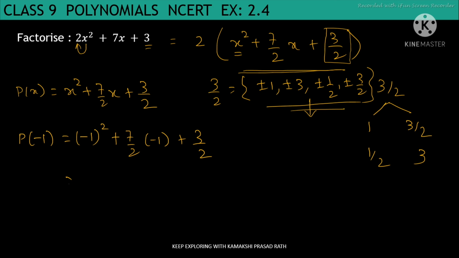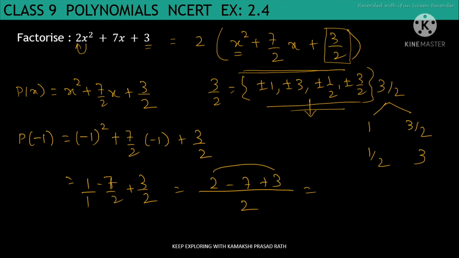So let's find it out. We get minus 1 whole squared is 1, minus 7 by 2 plus 3 by 2. To simplify it, take the LCM as 2. Here we don't have anything under the 1, so we can put it over 1. So we get 2 minus 7 plus 3. So 2 plus 3 is 5, 5 minus 7 is minus 2, by 2, we get minus 1.